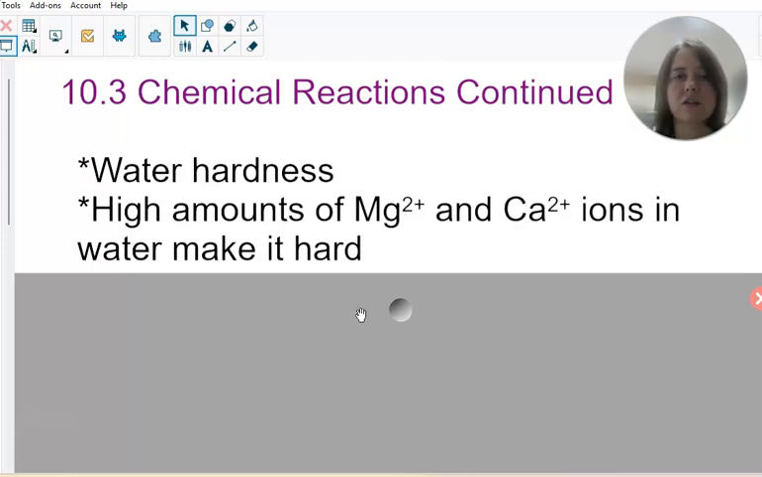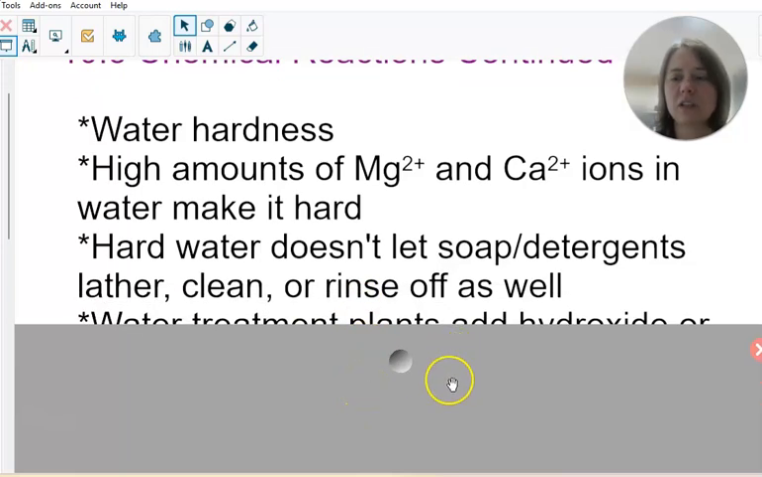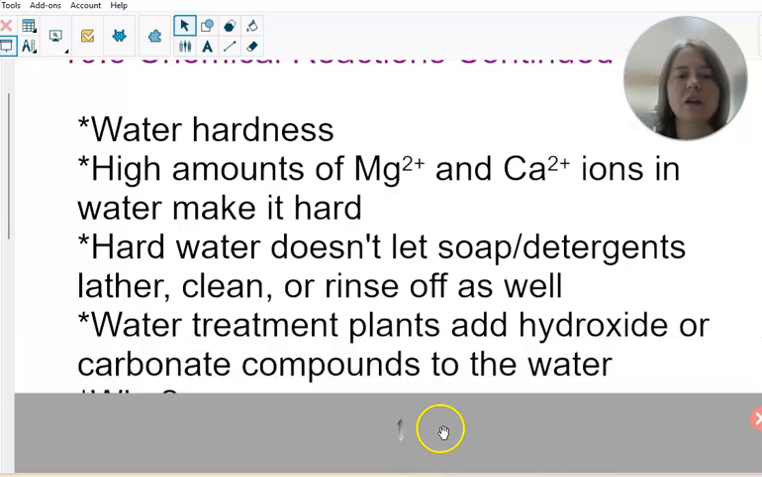That isn't always desirable because shampoos and soaps don't work as well with hard water, so people will have water softeners to deal with that. So like I said, hard water doesn't let soap and detergents lather, clean, and rinse off as well. So water treatment plants add hydroxide or carbonate compounds to the water to make it less hard.